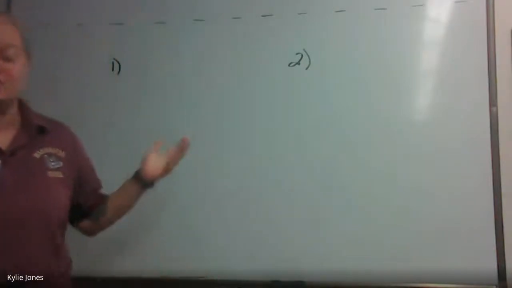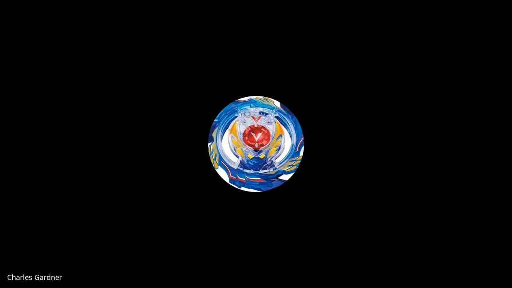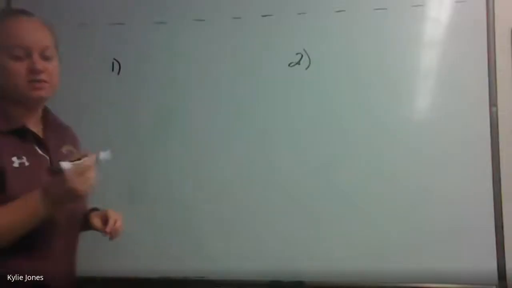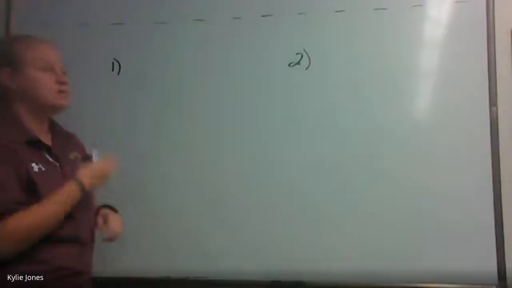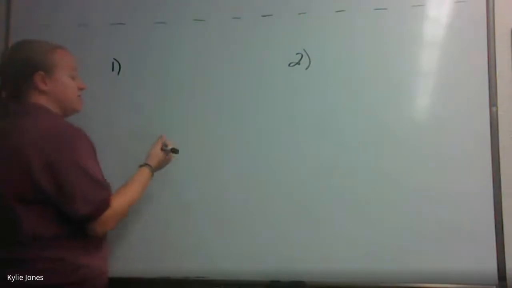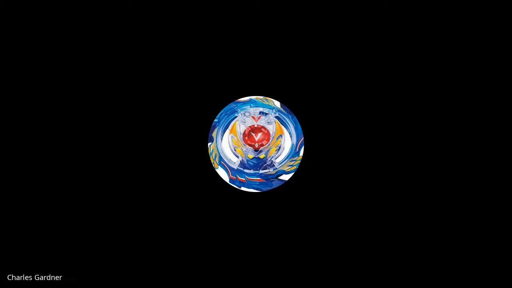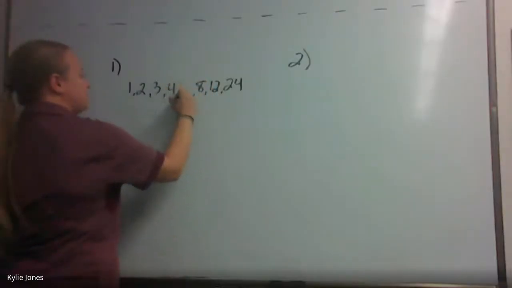What is a factor while we're here? A factor goes into the main number. Good. They're numbers that multiply to the bigger number. So if we're trying to find things that multiply to 24, what's something that multiplies to 24 evenly? 1 times 24, 2 times 12, 3 times 8, 4 times 6. Okay. That is all of them.